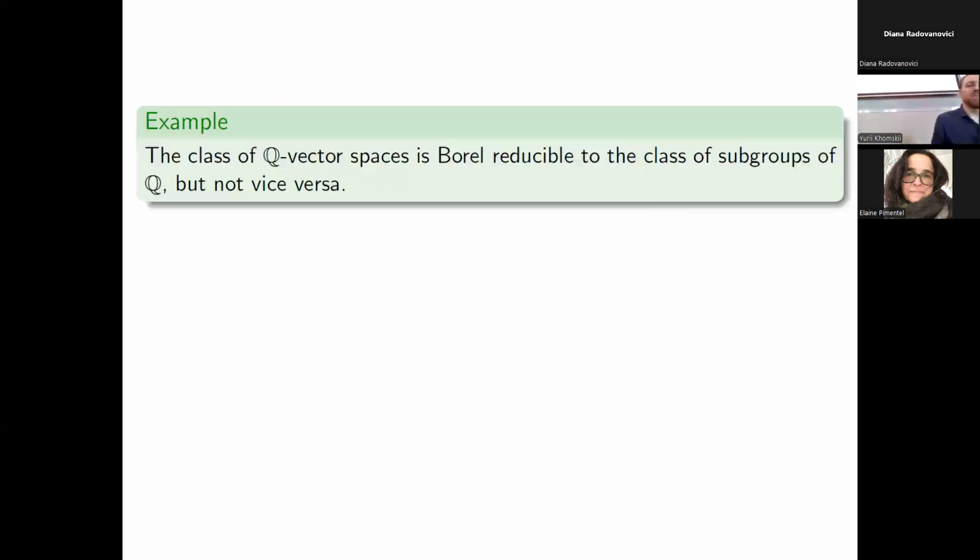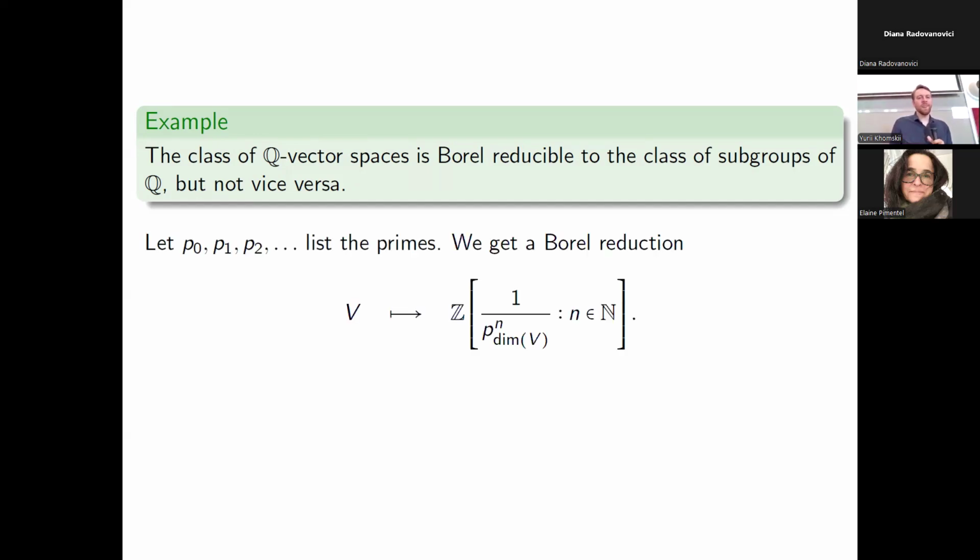So let's give a little example. So the class of Q vector spaces, which have this invariant of the dimension, it's Borel reducible to the class of subgroups of Q, which is this other example we saw, but not vice versa. So to do this, I'm going to take a list of the primes. And given a vector space, I need to tell you a subgroup of Q. So what am I going to do? I'm going to take the dimension of the vector space.